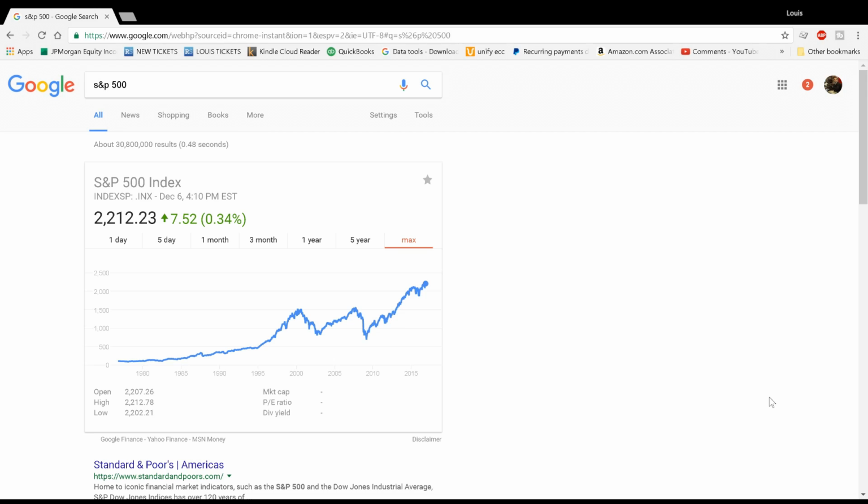The S&P 500 tracks about 500 different large-cap companies, so there's not a high chance of them going out of business like some small company. And even if one of them goes out of business, it's 1 out of 500. It's not going to hurt the entire fund that much.